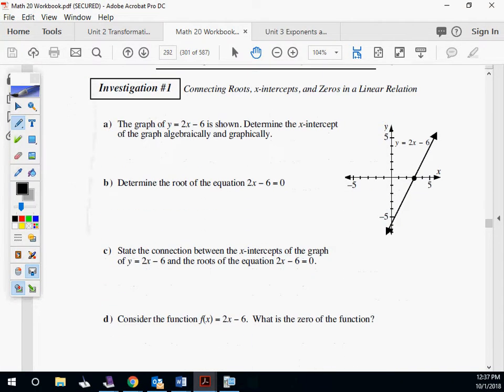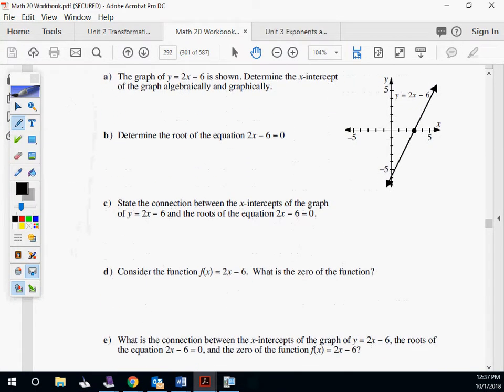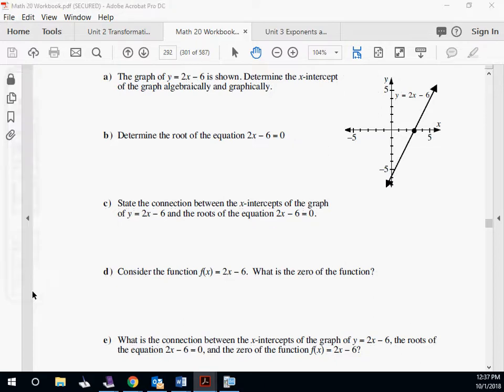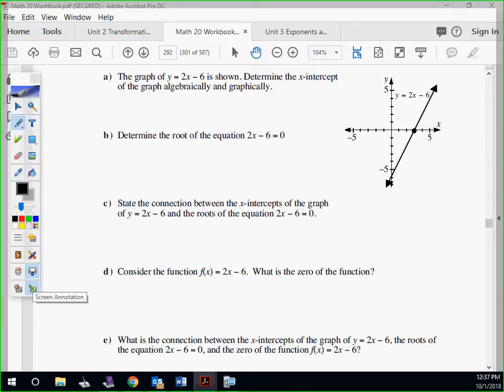Investigation 1. So connecting them. So we're going to go through here. The graph of 2x minus 6 is shown. So that line there is 2x minus 6. Determine the x-intercept of the graph algebraically and graphically. So if I want to find the x-intercept, y is what? 0. I mean, they're going to kind of, like I said, overstate this. You're going to get bored with it. So you do this, right? Add the 6, divide by 2. x is 3.